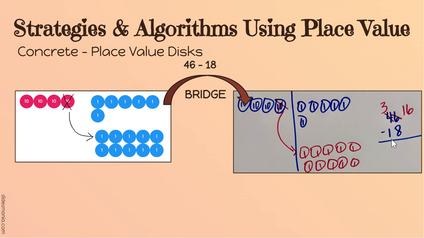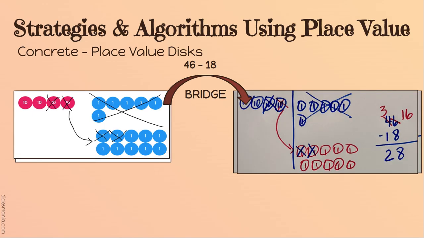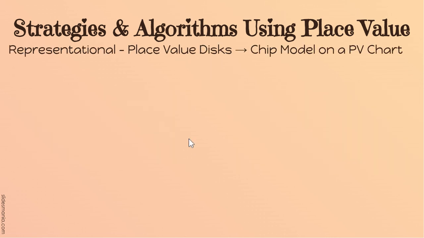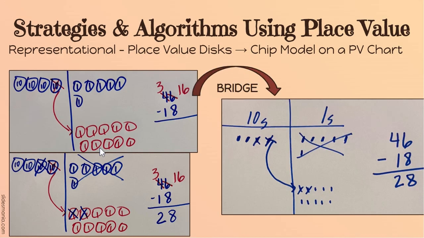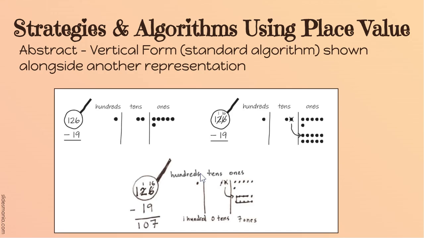And I'm using the vertical form off to the side. Remember the standard algorithm, we're using it in conjunction with another strategy. So I'm showing that I took a 10 away and I regrouped it for 10 ones plus the 6 I already have, give me 16. Now I can cross off the 8 that I needed to take away, and I'm left with 28. Once we've done several examples of drawing the place value discs, we can get a more efficient representation and bridge to the chip model on a place value chart, still being able to show the regrouping process.